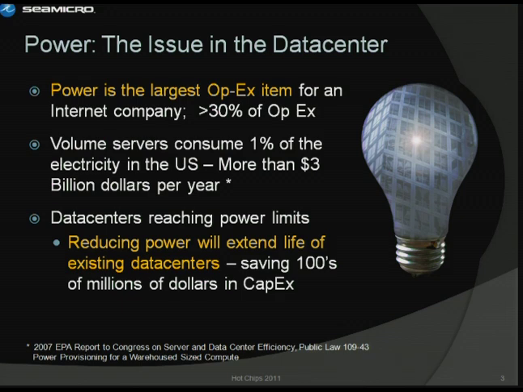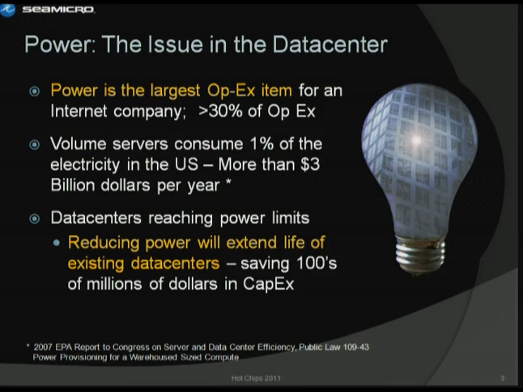So as most of you already know, power is the key issue in the data center today. Power today accounts for more than 1/3 of the operational expense of a large data center. A 2007 EPA report estimated that volume servers consume about 1% of the net power draw of the country. That's more than $3 billion spent only on power in the data center.